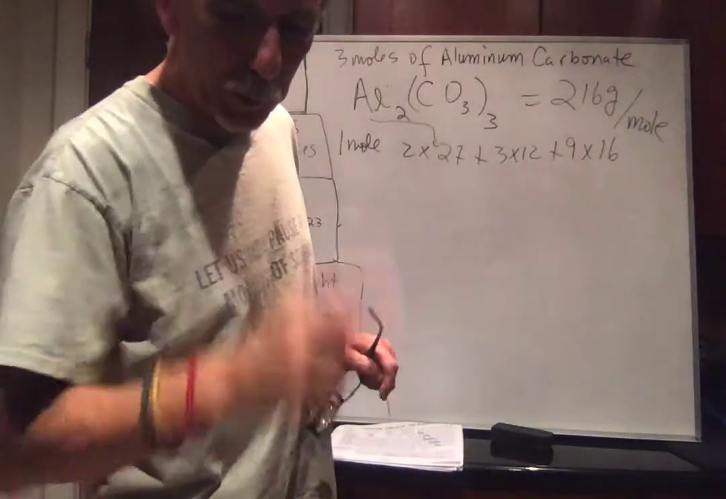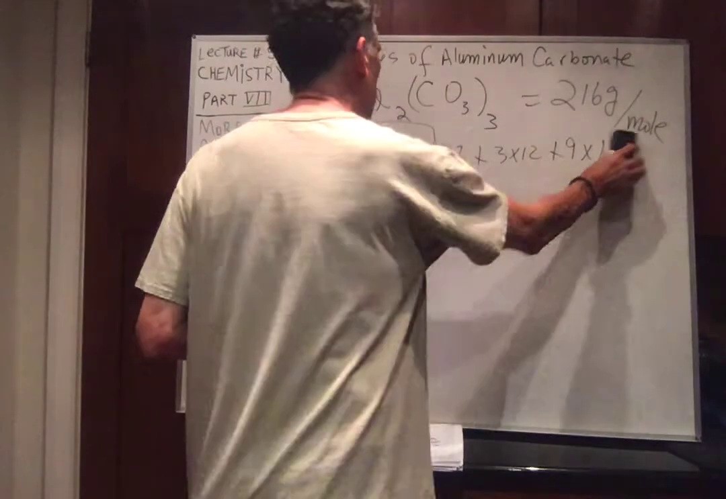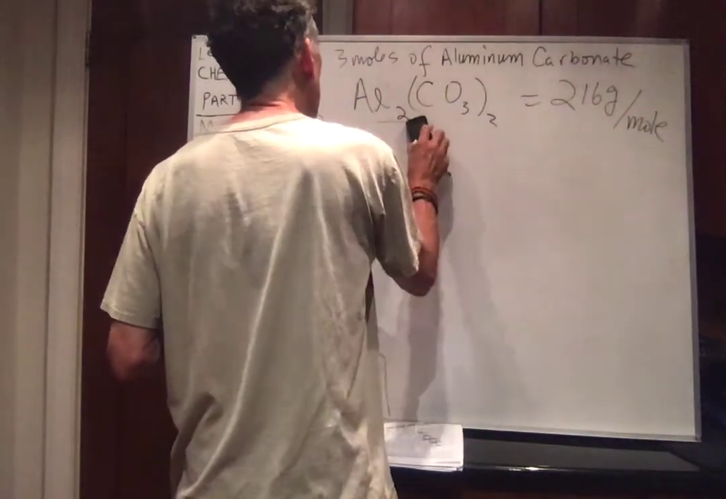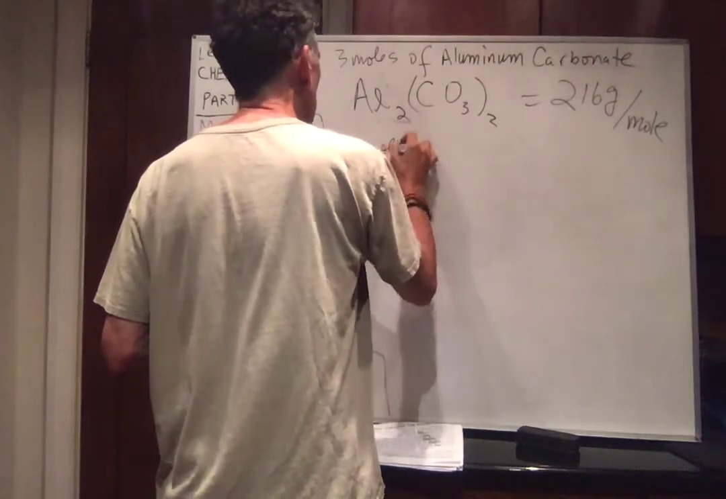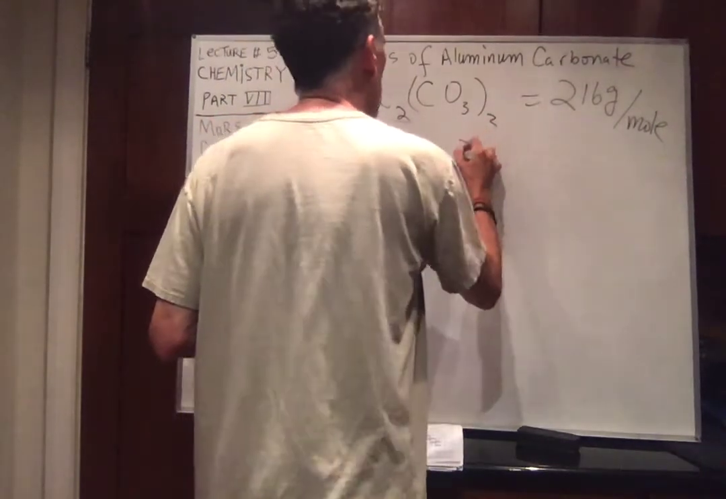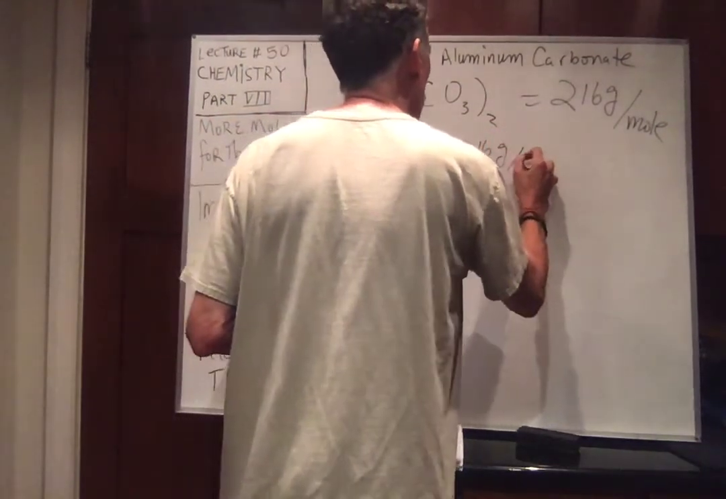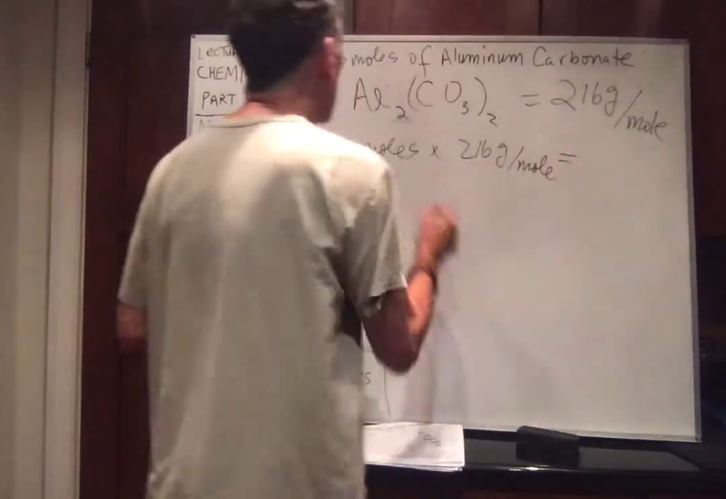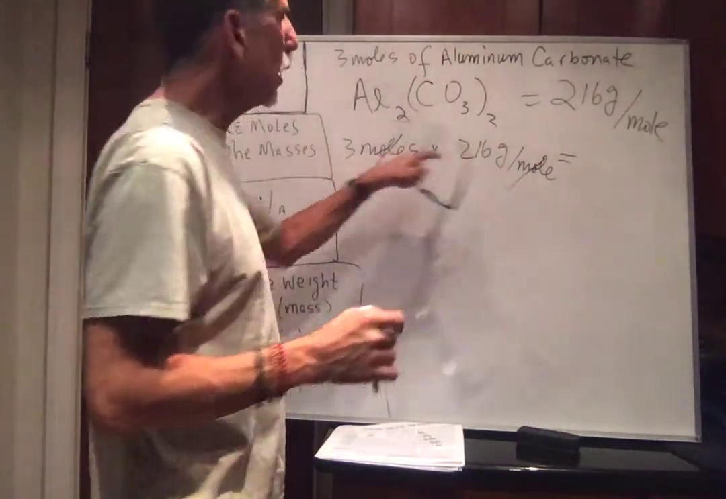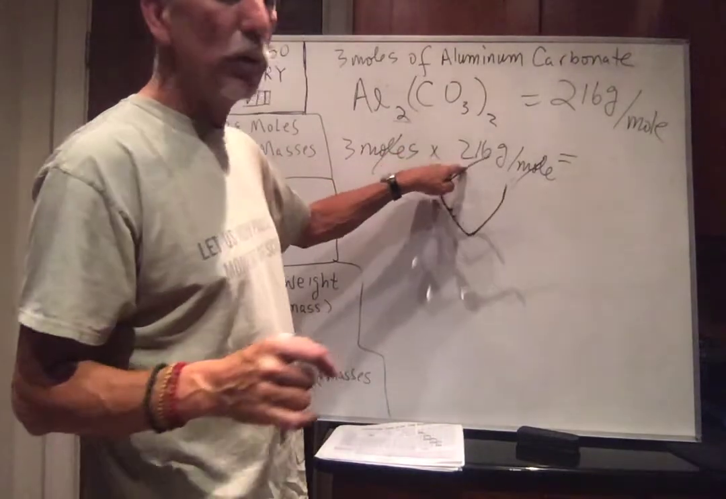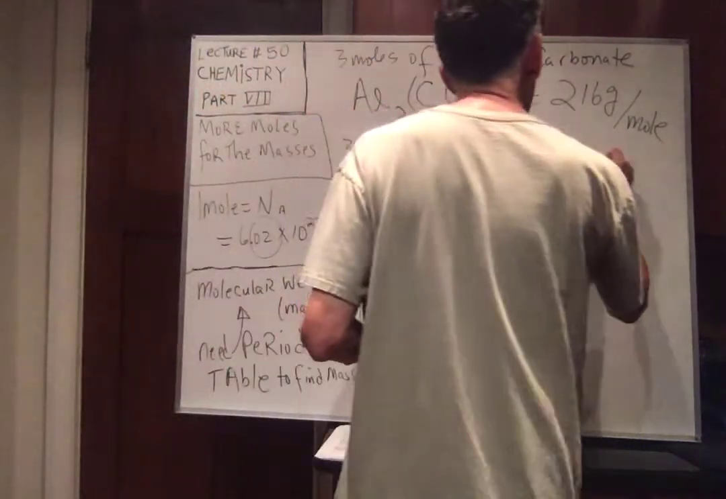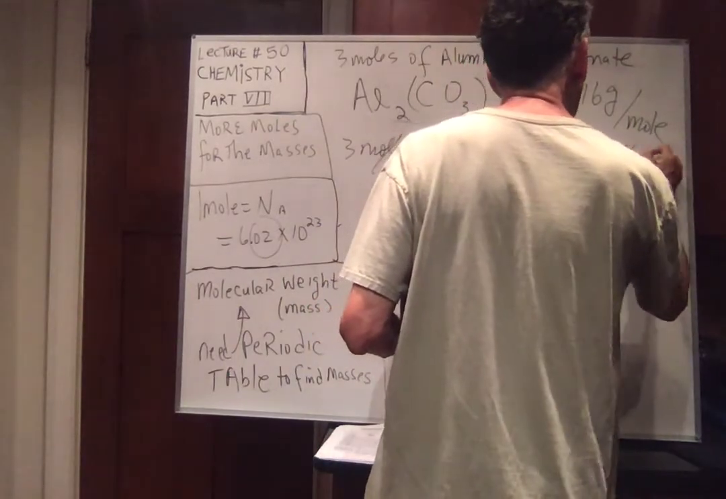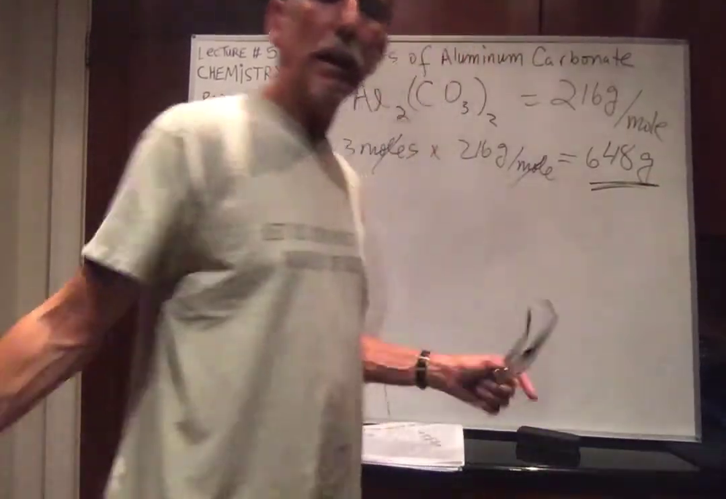All right, again, double check. Don't trust anybody. Okie doke. So 3 moles times 216 grams per mole. The moles go out, and I'm left with 3 times 216. 3 times 200 is 600. 3 times 16 is 48. So it's 648 grams. Isn't that easy?